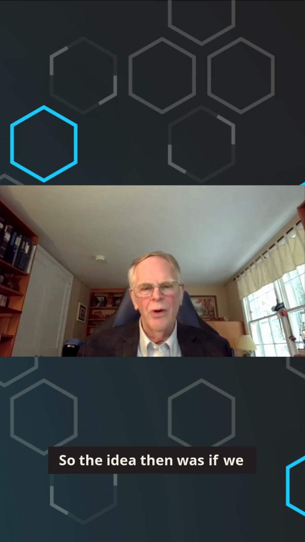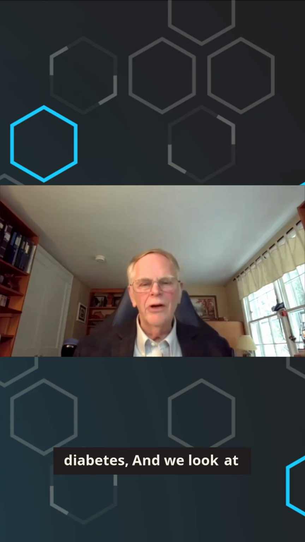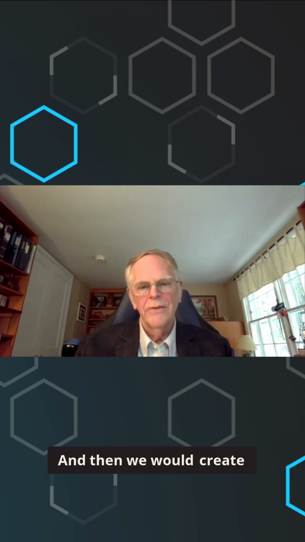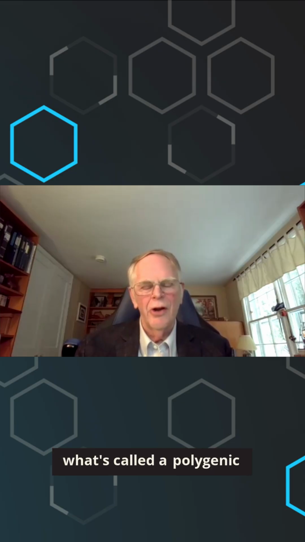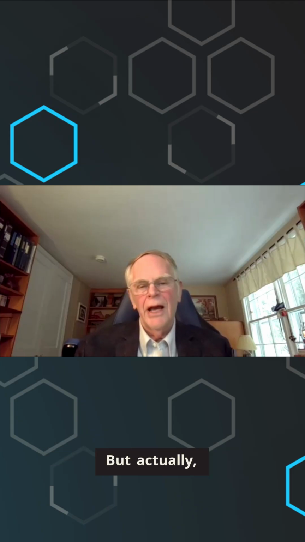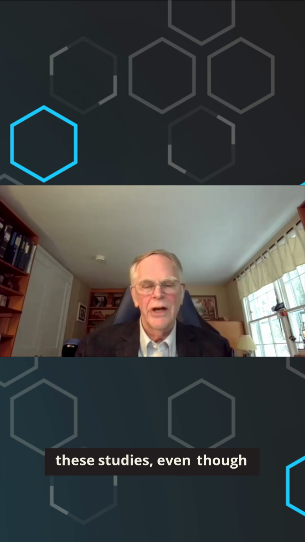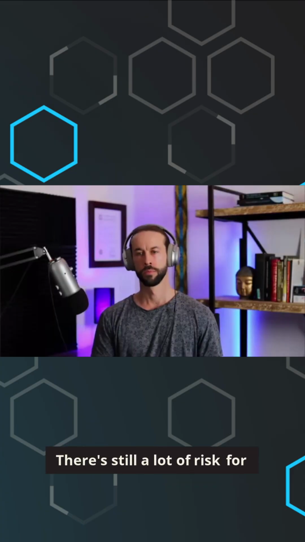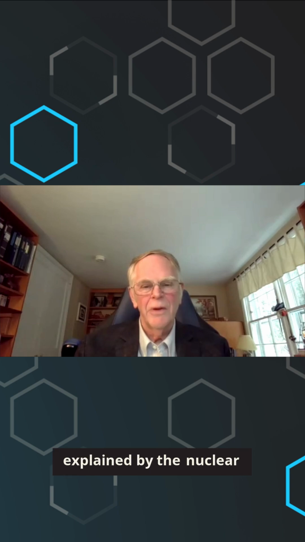So the idea then was, if we do a series of studies of thousands and thousands of people, let's say with diabetes, and we look at their genome, can we find a cluster of nuclear genes that might in fact account for why they have diabetes? And then we would create what's called a polygenic risk score. We'd take all of those different variants, and then we could tell you your risk. But unfortunately, in all of these studies, even though thousands and thousands of cases have been studied, they don't represent 100% of the variants. Right. There's still a lot of risk for getting these diseases that are not explained by the nuclear genome.